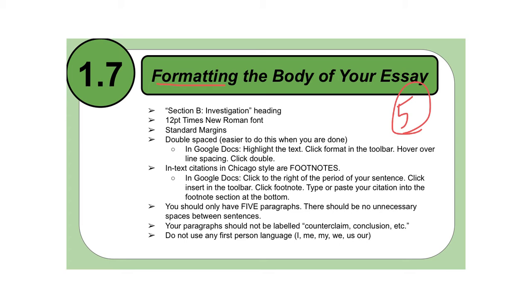First and foremost, this particular paper that you're writing right now is Section B, Investigation, and that should be your heading. So right now, if you are at the beginning stages, just go ahead and type in Section B, Investigation, because that's what you're writing. This is the heading for this section. Everything should be in 12-point Times New Roman font. There should be standard margins, which are 1-inch margins all the way around. So don't play anything funny with the margins.